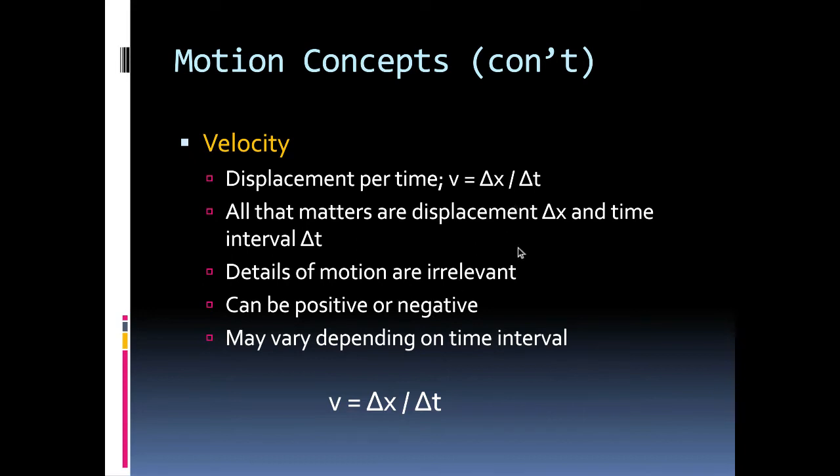There's no change in position over time. However, with averages, you could have moved. You just returned to your initial position. You have to be careful with this. This may vary depending on the time interval. Obviously, if you make this time interval very, very small, you get closer and closer to what's called the instantaneous velocity.